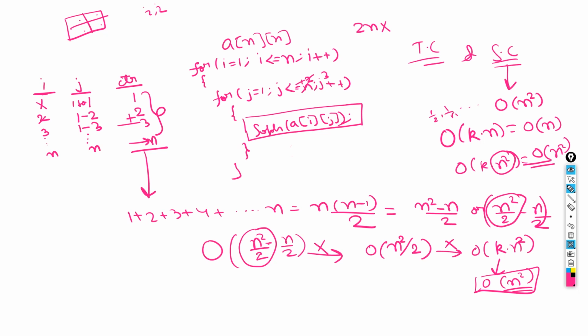So the time complexity of this algorithm is O of n square, and the space complexity is also O of n square. So yeah guys, this is it.